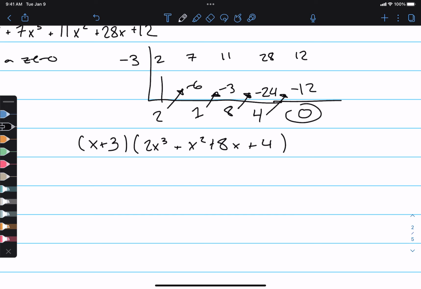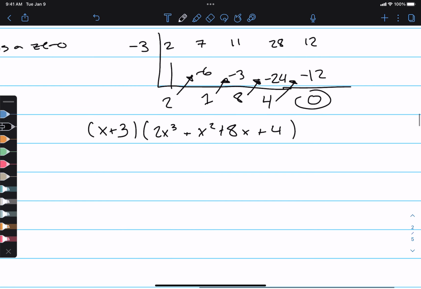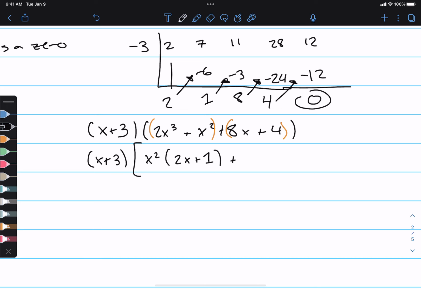All right. Now, let's see if we can factor this further, and I think we can. So I'm going to start grouping in this one. So let's group these two terms together and these two terms together. I'm going to pull an x squared out of this term, and we're going to get 2x plus 1. And then I'm going to factor out a 4 from this one, and I'm also going to get 2x plus 1.